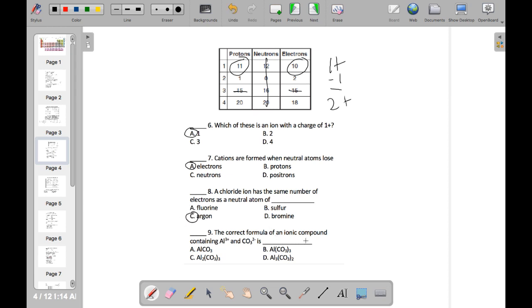The correct formula of an ionic compound containing Al 3 plus and CO3 2 minus is... and on a test, just write this out. When in doubt, write it out. There's no shame in that. Let's do the crisscross rule here. This 2 will be down here. This 3 goes right here. Remember, this 3 has nothing to do with this 3. Never change this number here. Get rid of these charges. And now we have two numbers here, so we have to put a parentheses. Al2(CO3)3. And that is an answer right here.